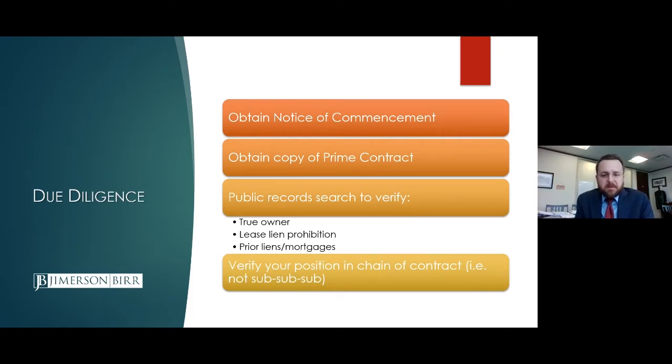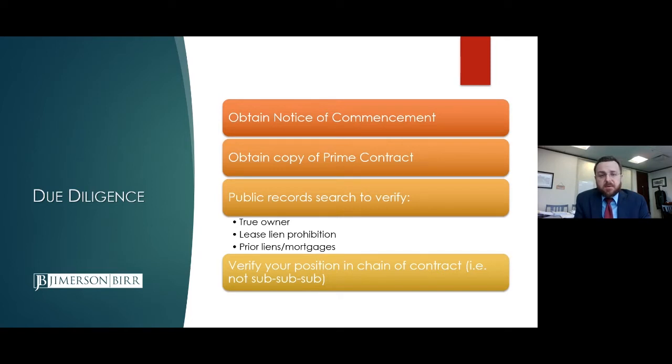If the general contractor or whoever you're contracting with doesn't give you a copy of the prime contract, then make sure your subcontract doesn't incorporate that prime contract by reference or flow down clause. Then once you have the contract and the notice of commencement in hand, you can do an easy public record search to verify who the true owner of the property is. Is the party in the chain of contract with the general contractor the true owner, or is it someone else?